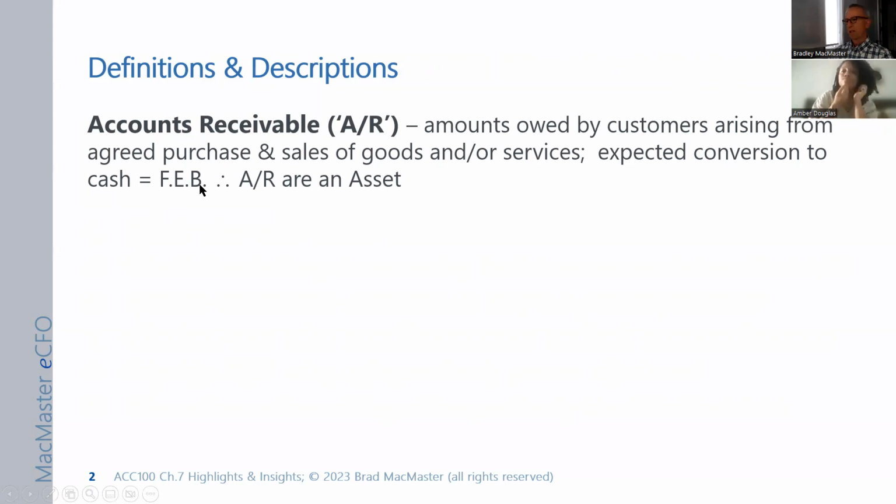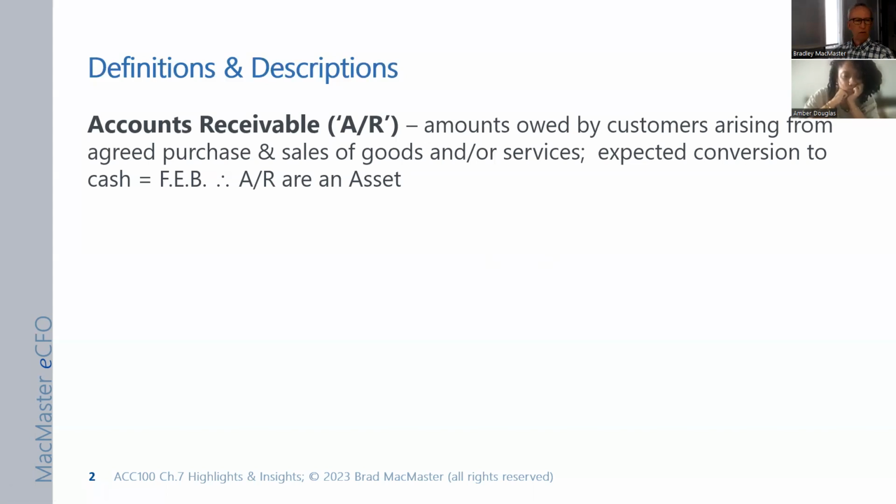You'll see that reference to F.E.B. on these slides. Because there is a future economic benefit representing the collection of cash, that's what makes accounts receivable meet the definition of an asset that we reviewed in the earlier chapters of this course.